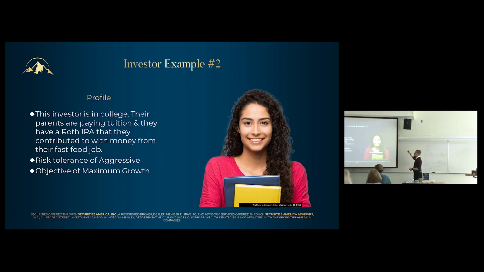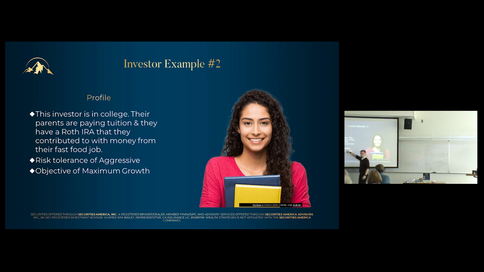So as we move on to another example, we have an investor that's in college. Their parents are paying for tuition, and they have a Roth IRA that they contributed to with money from a fast food job. This could be a pretty common scenario. I hope that people my age are contributing to their Roth IRAs. They've got a risk tolerance of aggressive, so they're willing to take on a whole bunch of volatility because they're putting it into this Roth IRA.